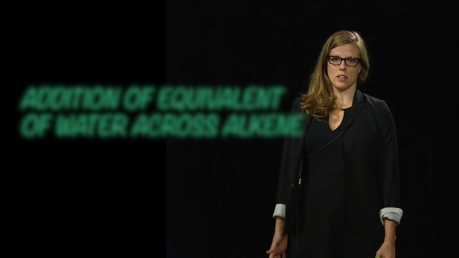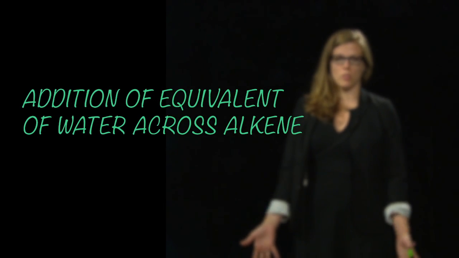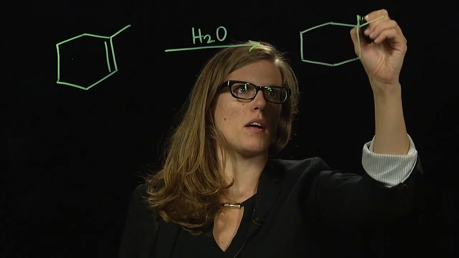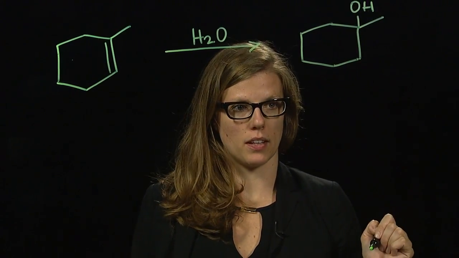Now we're going to talk about the addition of an equivalent of water across an alkene. And so we'll use 1-methyl cyclohexene in this case, and we're going to add a net addition of a water across the double bond, and what we see is that we get an alcohol.